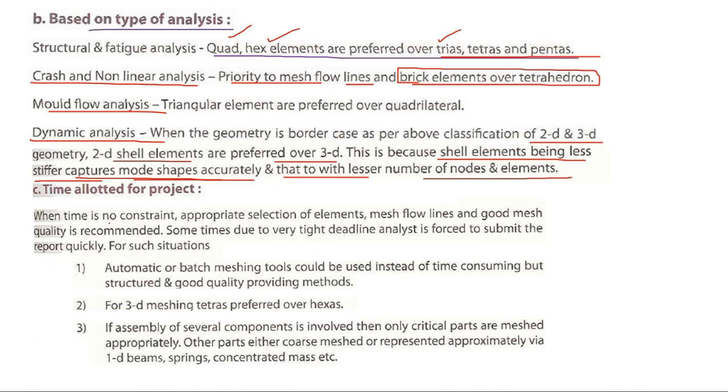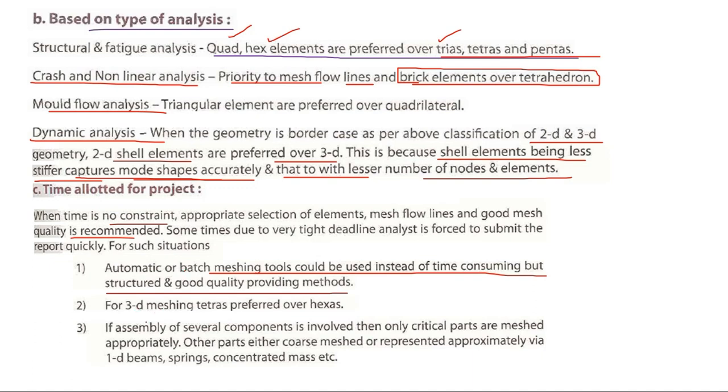And time allotted for the project. When time is no constraint, appropriate selection of elements, mesh flow lines, and good mesh quality is recommended. Sometimes, due to a very tight deadline, the analyst is forced to submit the report quickly. For such situations, automatic or batch meshing tools could be used instead of time-consuming but structured good quality mesh. If we just want to know quickly the approximate results, then we can use auto meshing instead of manual meshing.